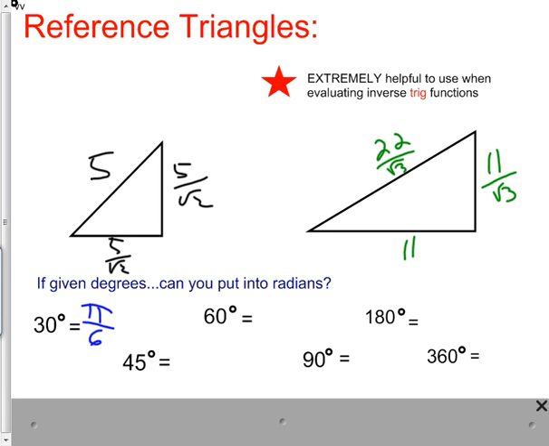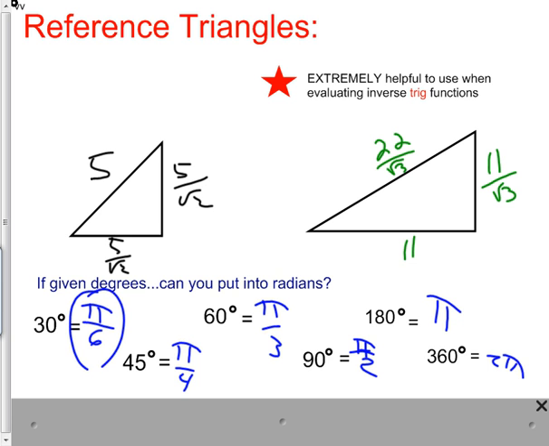If you could only be given one of these on the test, from which all the others could be derived, which one would you pick? 180. It's equal to what? Pi. So then you know 2 of them would be 360, 2 pi. And then half of it would be pi over 2. And 60 would be pi over 3. And this would be pi over 4. And then again, the original's right there.